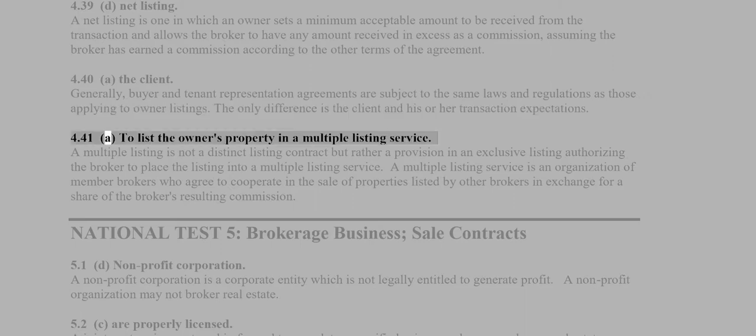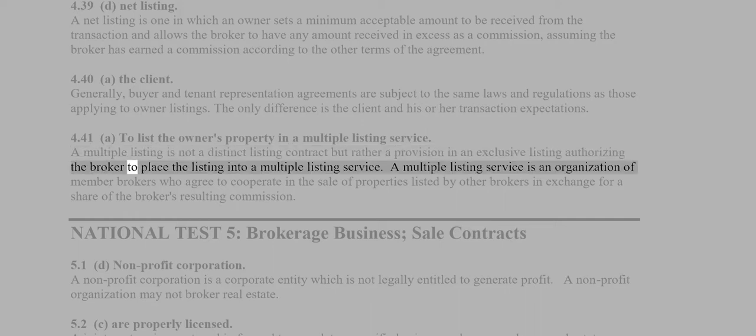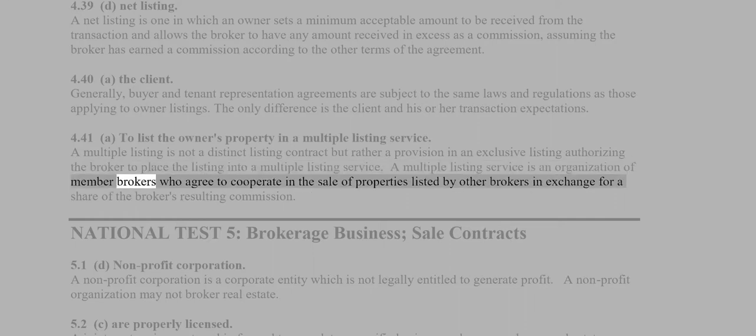4.41 A. To list the owner's property in a multiple listing service. A multiple listing is not a distinct listing contract but rather a provision in an exclusive listing authorizing the broker to place the listing into a multiple listing service. A multiple listing service is an organization of member brokers who agree to cooperate in the sale of properties listed by other brokers in exchange for a share of the broker's resulting commission.